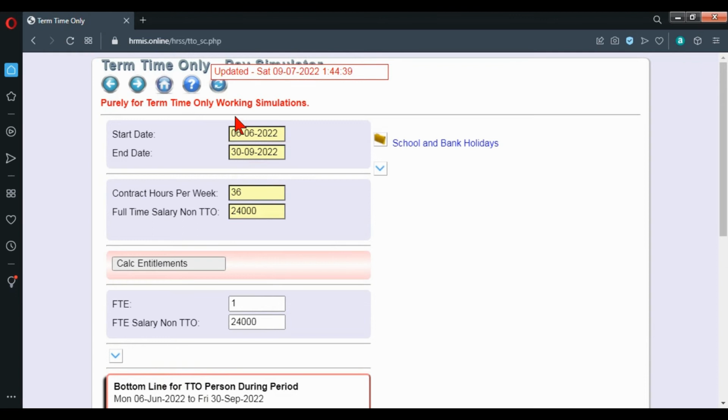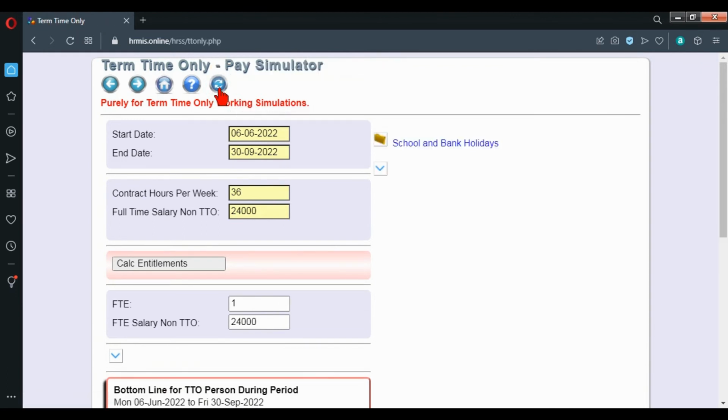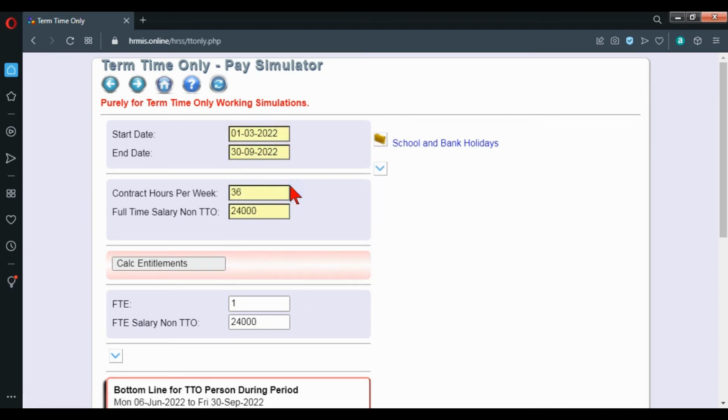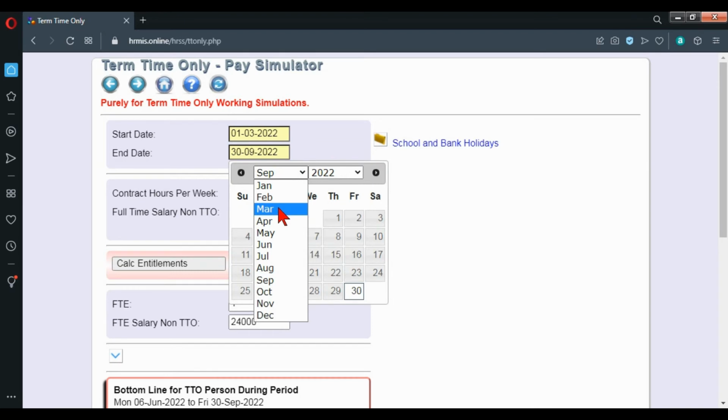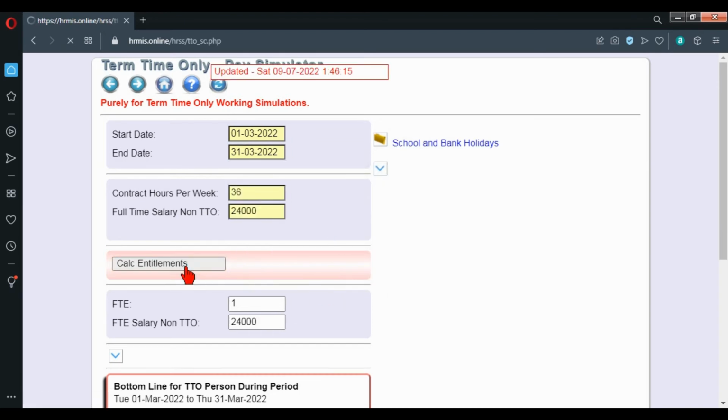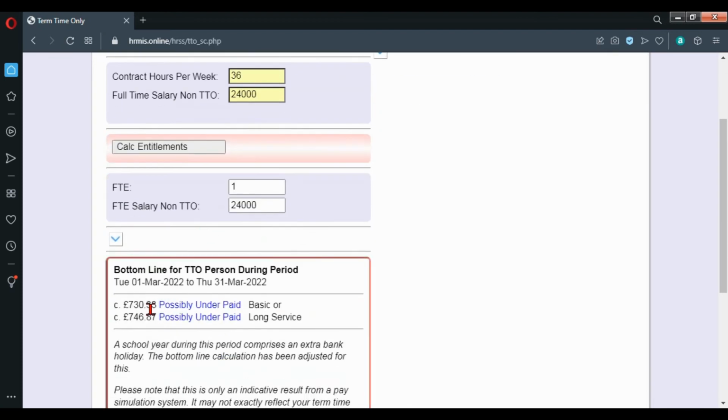Please click the refresh button and let's look at the scenario of a person employed just for the month of March, from 1st of March 2022 to 31st of March 2022. Click the count button and we see that the person has been underpaid, possibly by as much as £730.33 if they are on basic pay, rising to as much as £746.87 if they have long service pay. How could that have happened?